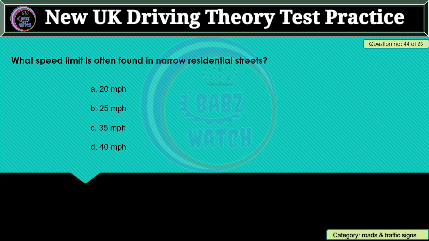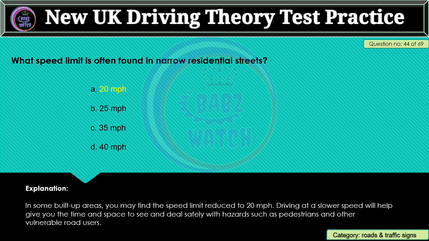Question 44 of 69. What speed limit is often found in narrow residential streets? A. 20 miles per hour. B. 25 miles per hour. C. 35 miles per hour. D. 40 miles per hour. The correct answer is A. 20 miles per hour.